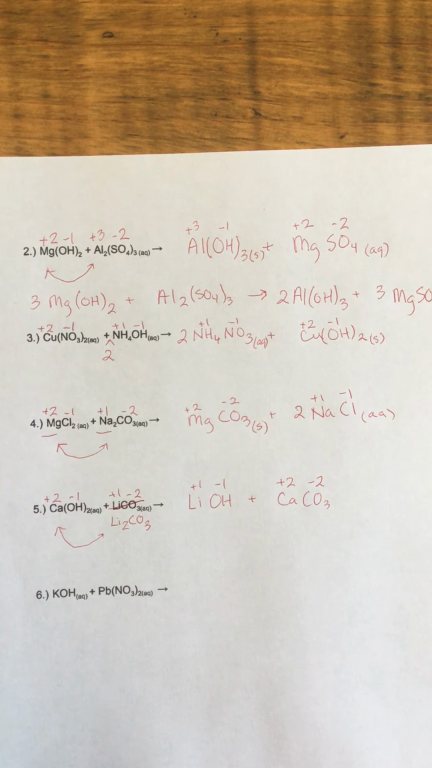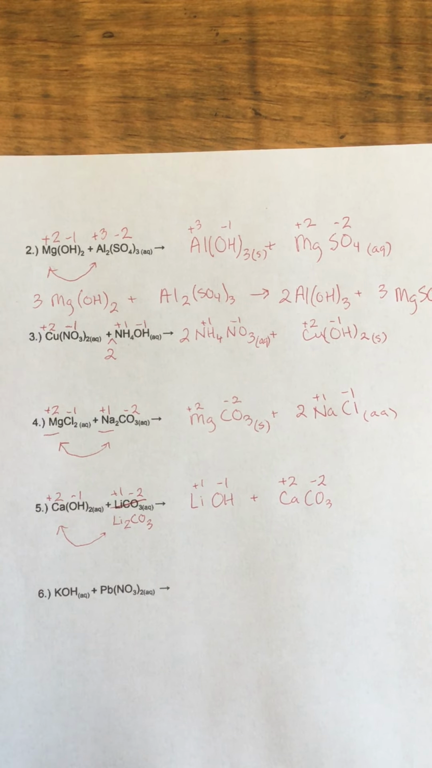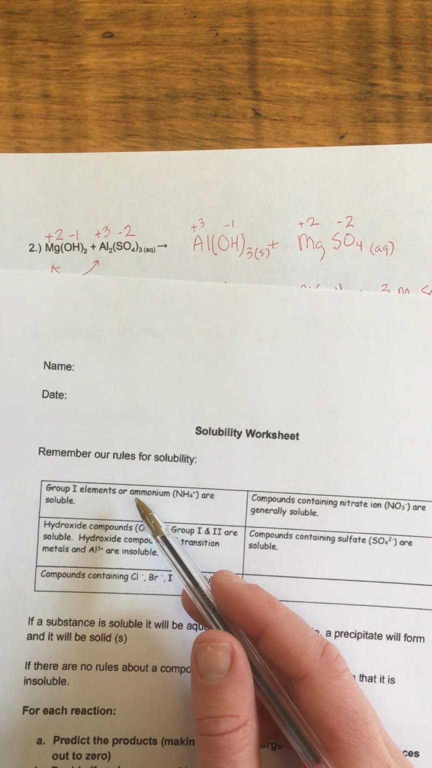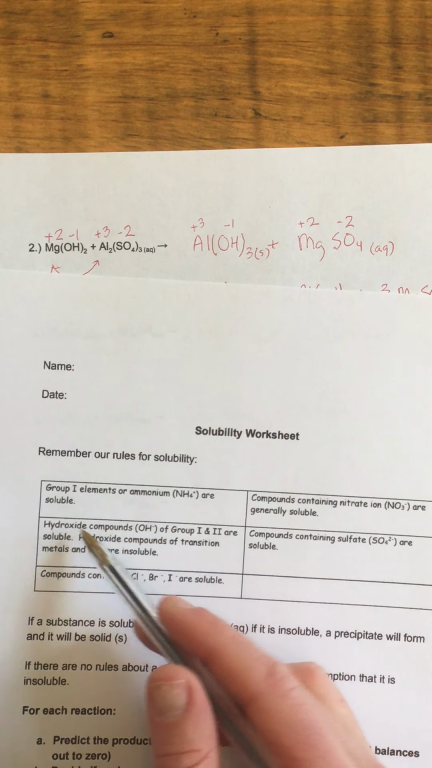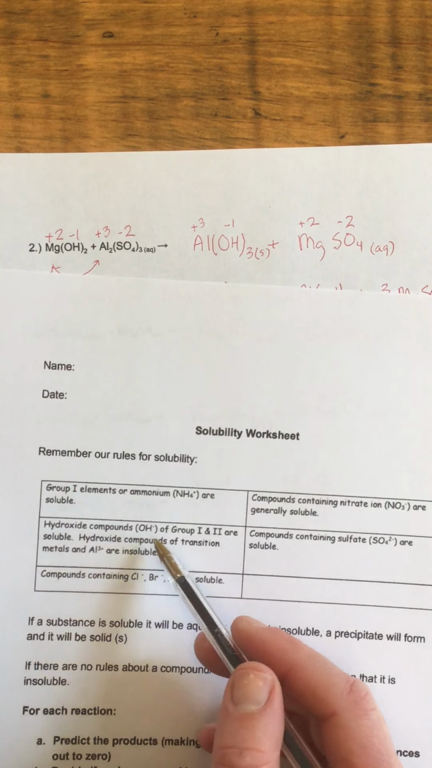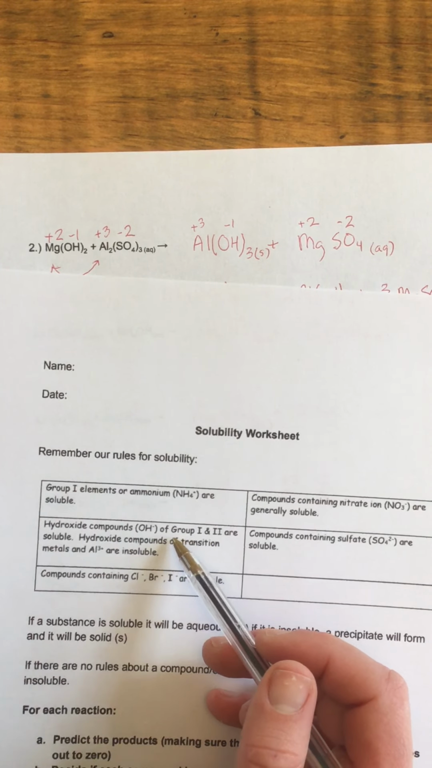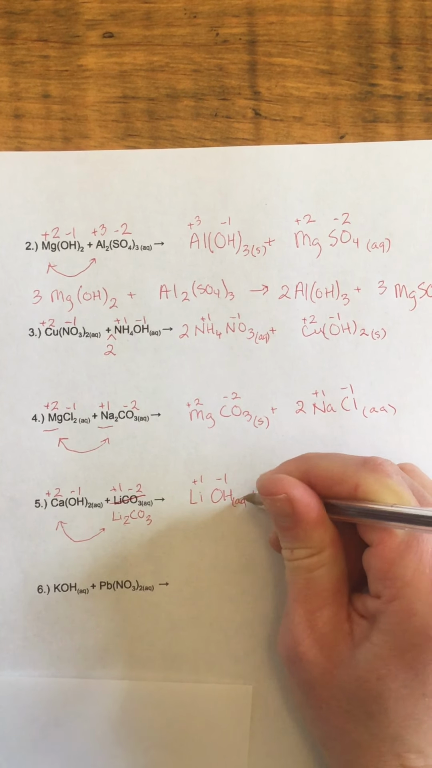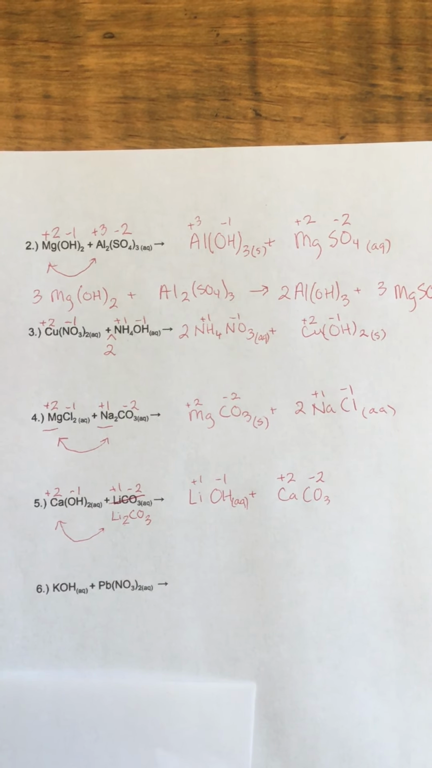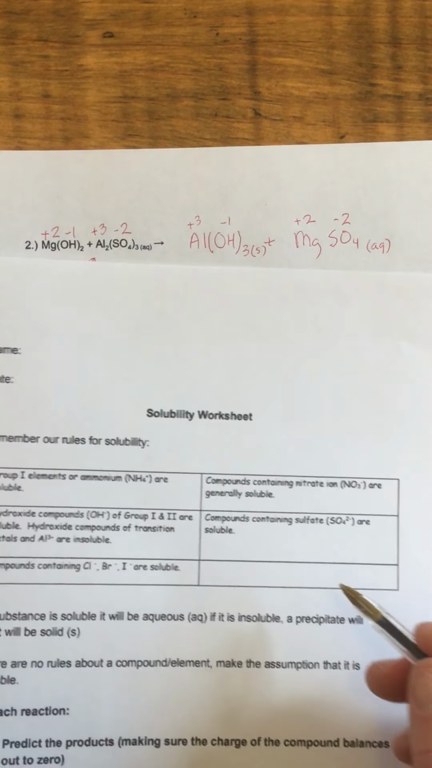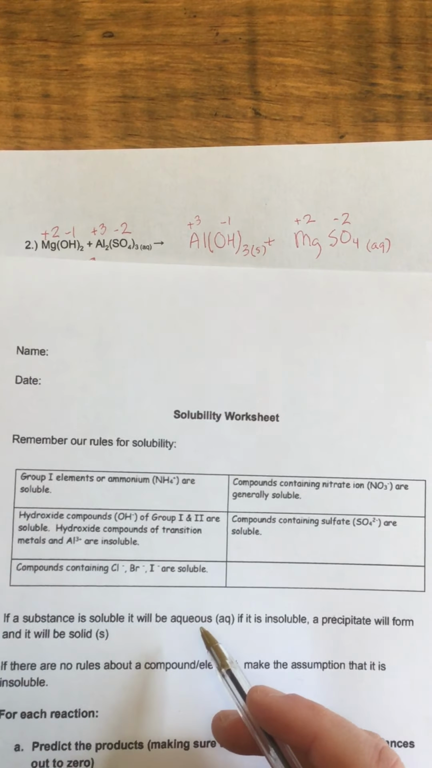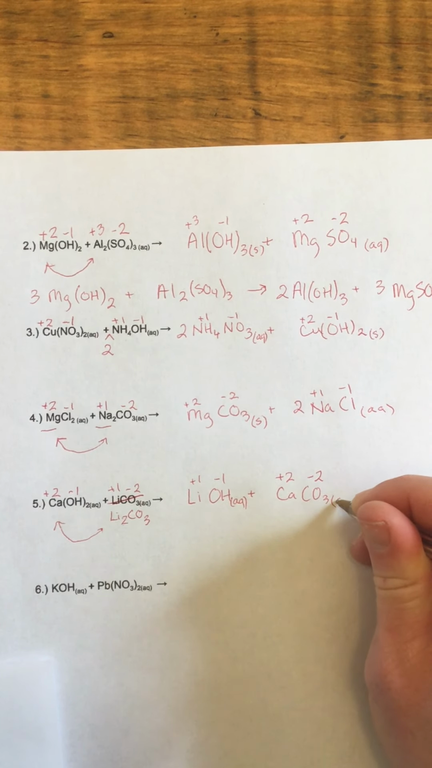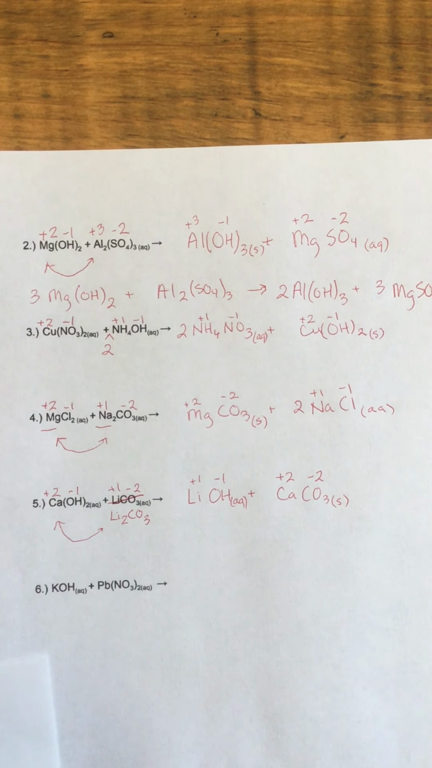Now, based on our solubility rules, I can see there's a rule about group 1 elements. I also see there's a rule about hydroxide compounds with group 1 elements, saying that they are soluble. So this would be aqueous and calcium carbonate. There's no rules here about carbonate, so we're going to assume that our compound containing carbonate forms a solid.